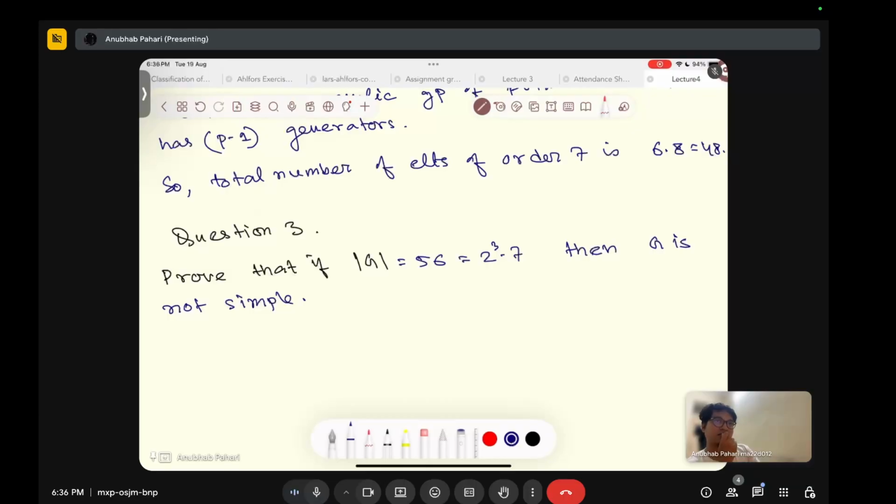Sir, if we try to find out 7-Sylow subgroups and 2-Sylow subgroups here, I'm getting that there will be eight 7-Sylow subgroups and 7 2-Sylow subgroups. This is the only pair that will work here. If we take other possible values, that will not work there. It will not complete the number of elements.